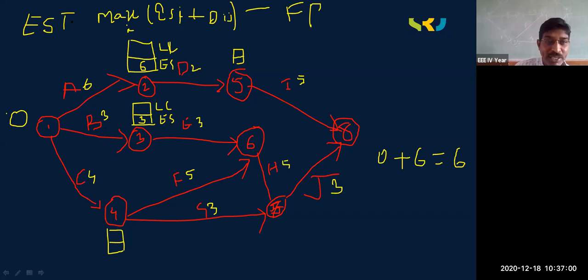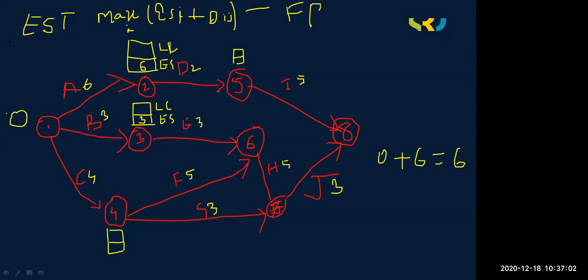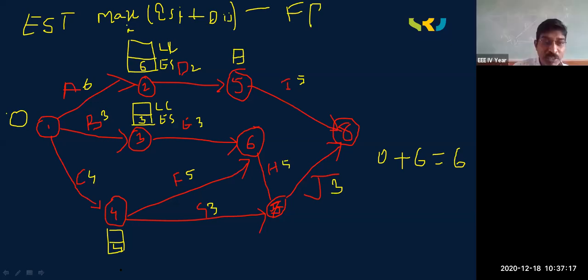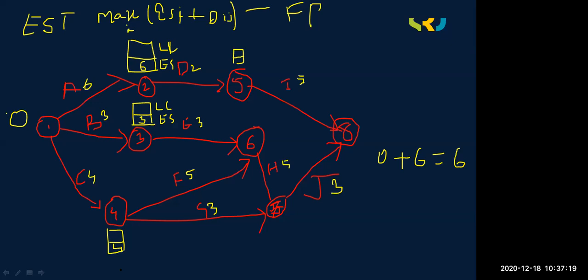Please, friends, please respond, as per the formula. 3. 3, sir. Isn't it? Is it 3 or not? Yes, 3. And coming to the next activity C, what is the value? 0 plus 4. 4, yes. And whether we are doing forward pass or backward pass? Forward pass. Very good, very good.